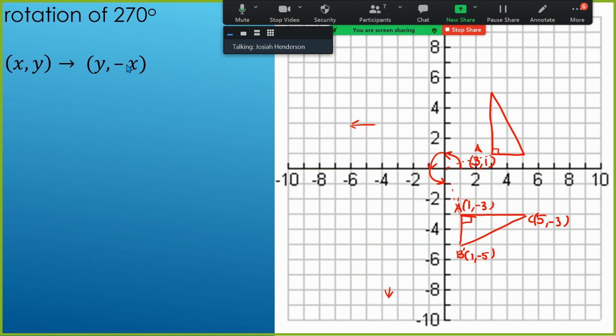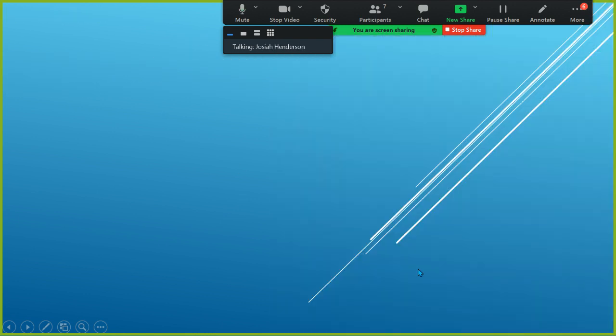Go ahead and copy down this rotation of 270 and a little picture, a sketch, doesn't have to be perfect, of what that looks like, 3/4 turns. And then we're going to put them all together on one page. And then we'll do another example. And then I'll let you go for today. Okay, let's put all the rules together.